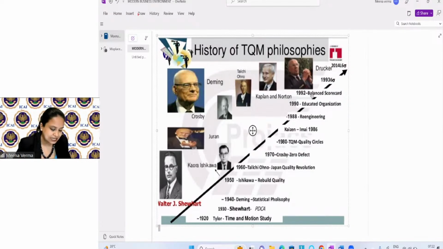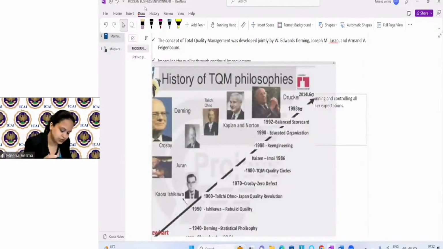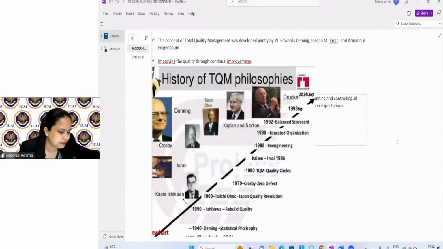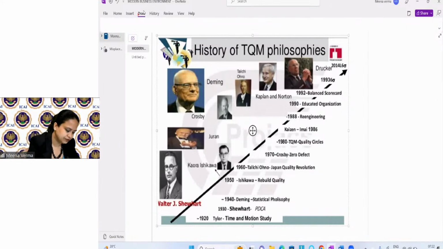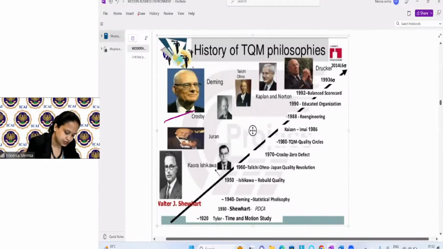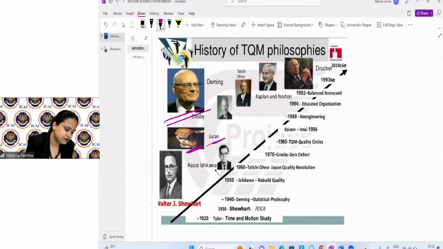In this image, W. Edward Deming is this person. He is W. Edward Deming. And Dr. Joseph M. Juran, this person is Dr. Joseph M. Juran. They have made the main contribution in quality management, right? All right. This is a very interesting topic.